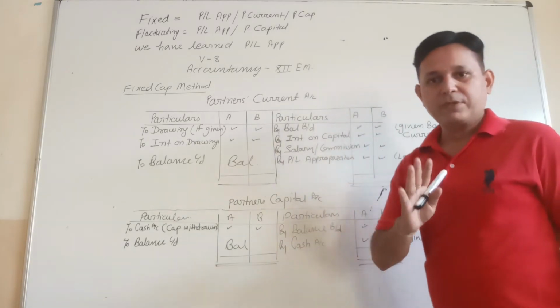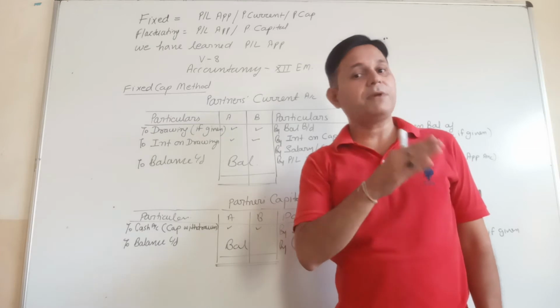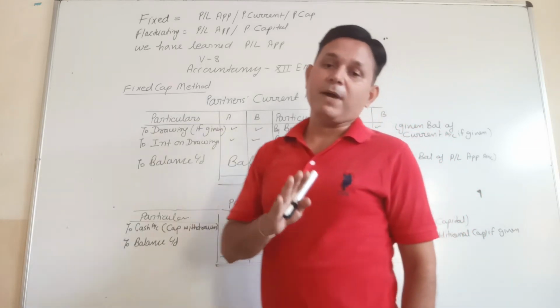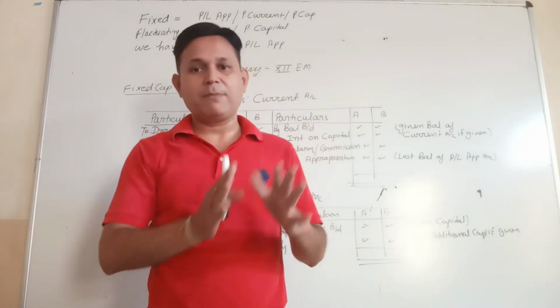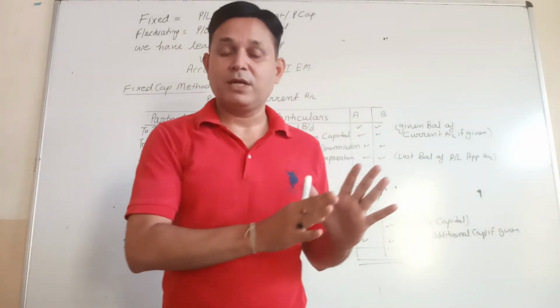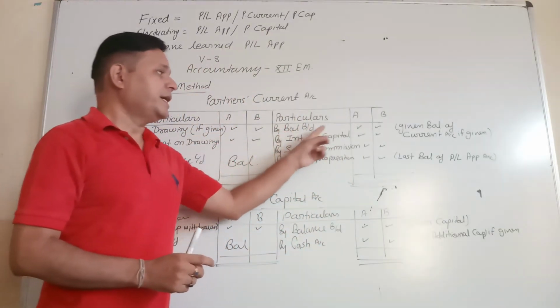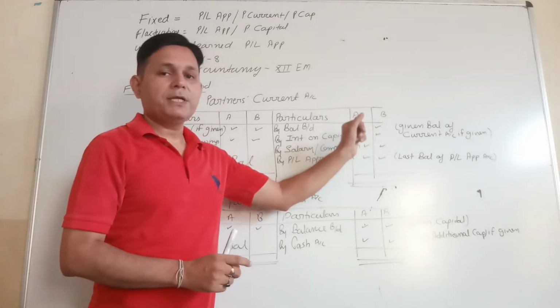Like other items, the balance of the current account may or may not be given. It's up to the question. If in your question the balance of the current account is given, say A's current account balance is 10,000 and B's current account balance is 20,000, then you have to write balance b/d. A's balance will be written in A's column, B's balance will be written in B's column.